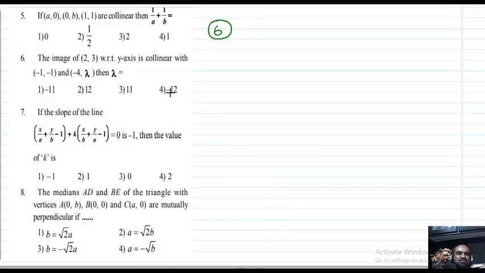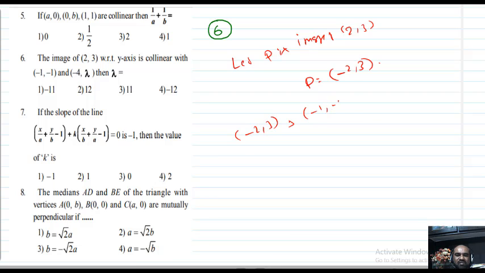Yeah, what is the question? Sixth question. The image of 2 comma 3 with respect to y axis is collinear with this. Let P be the image of 2 comma 3. Then P is equal to what? Here minus 2 comma 3. What is given? Minus 2 comma 3, minus 1 comma minus 1, minus 4 comma lambda are collinear.